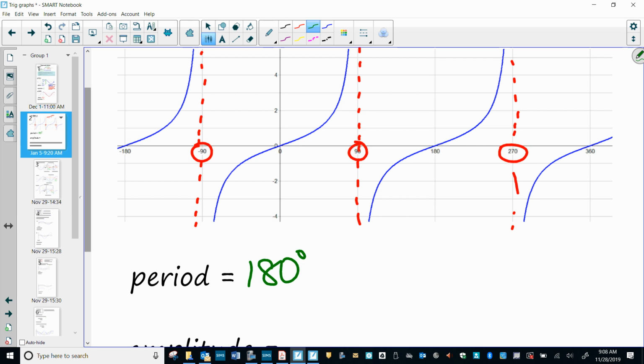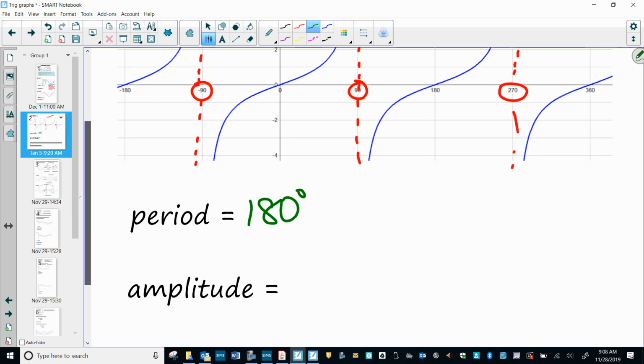I'll get to that bit. Alright, so my next question was what's the amplitude? Did everyone hear what Emily just said? Yes. Because it just keeps going up, we would just say there's no amplitude. We don't identify it because it goes on forever. Can you write infinity? Sure, you can write infinity if you like.